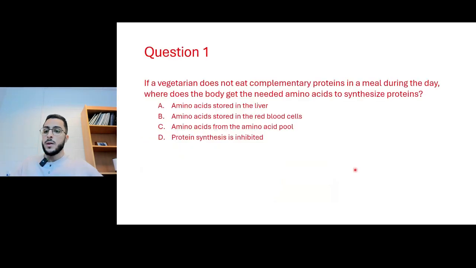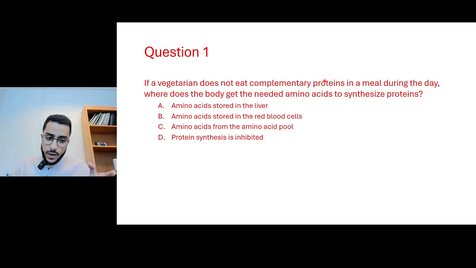Okay. Question 1. If a vegetarian does not eat complementary proteins in a meal during the day, where does the body get the needed amino acids to synthesize proteins? Well, if you are lacking some amino acids in your diet, your body will basically get those amino acids from the amino acid pool. Because remember, the amino acid pool contains both the amino acids you get from your food and from the breakdown of other proteins in your body.